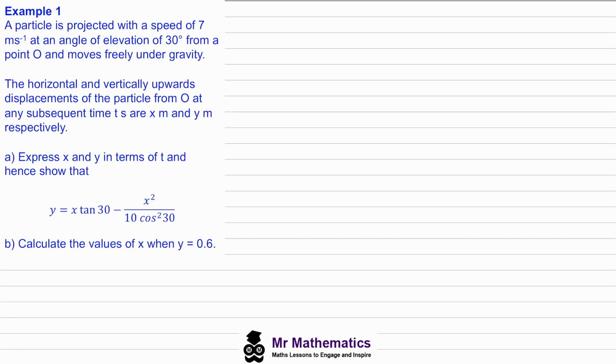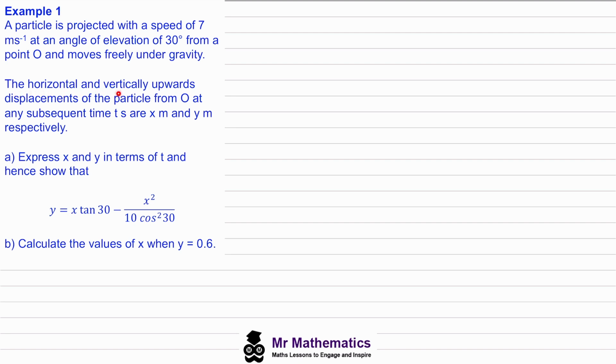Hi everybody. So in this video, we're going to look at modeling with projectile motion, and we're going to focus on creating the formula between the vertical displacement and the horizontal displacement. Okay, so in example 1, we've been told that a particle is projected with a speed of 7 meters per second at an angle of elevation 30 degrees from a point O and moves freely under gravity.